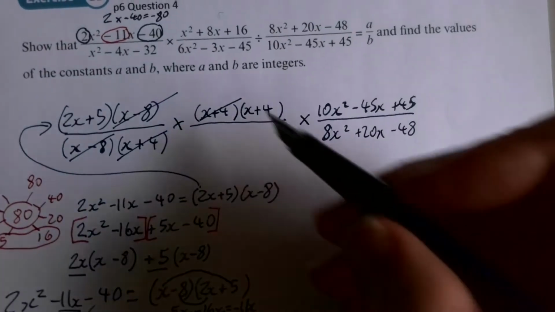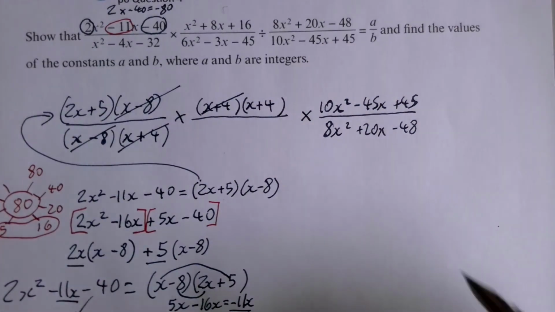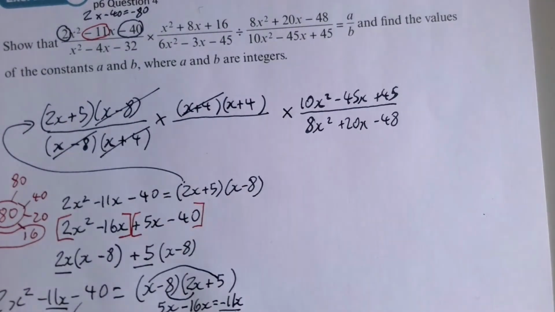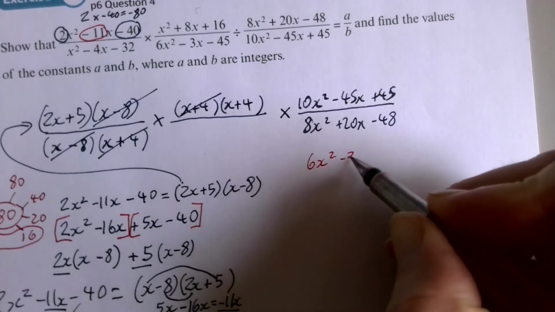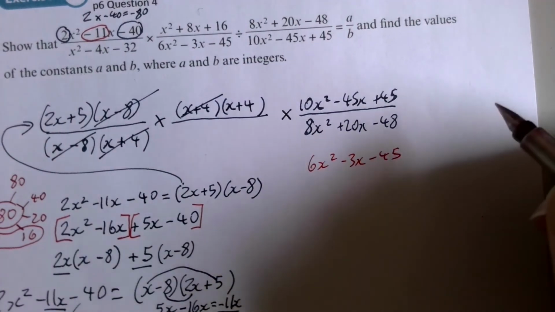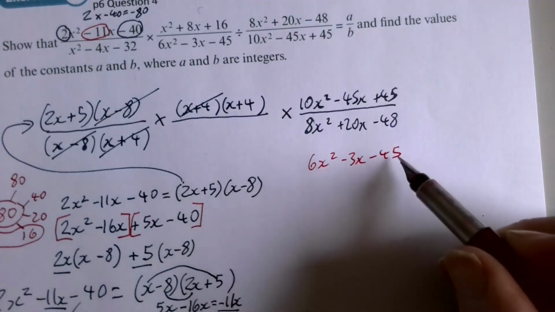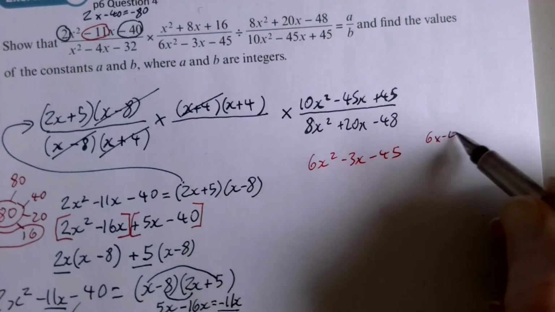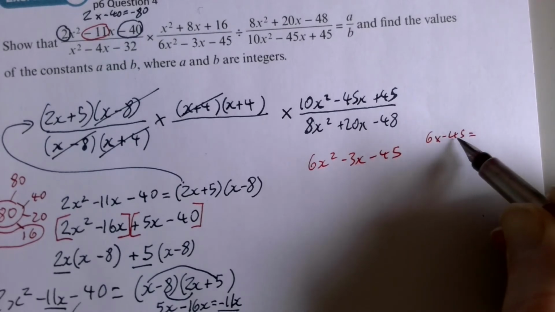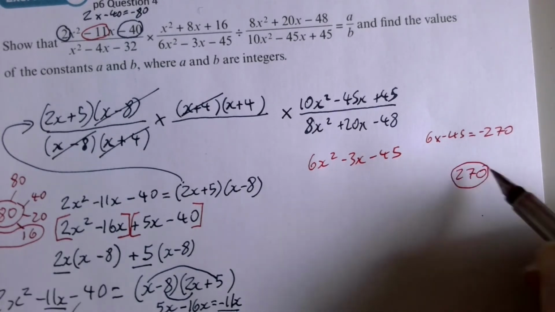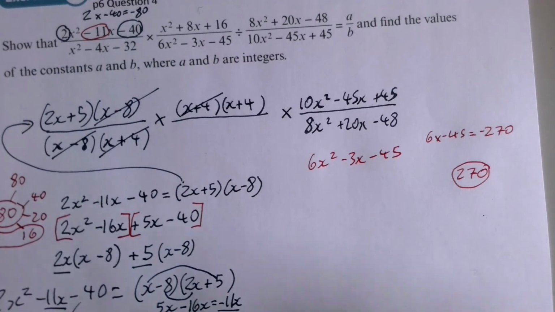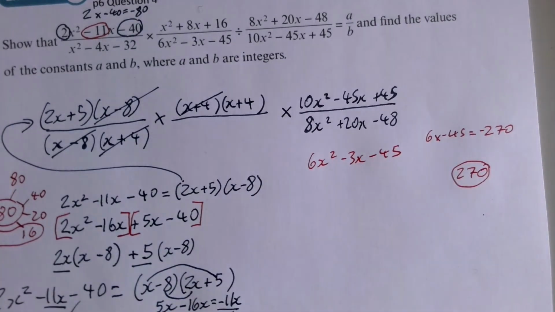Let's have another look at 6x squared minus 3x take 45. So we don't get too confused, let's go in red for this one all the way. So we're looking at 6 times negative 45 is negative 270. So we are looking at factors of 270 whose difference is just 3. So we're looking for numbers quite close to each other.